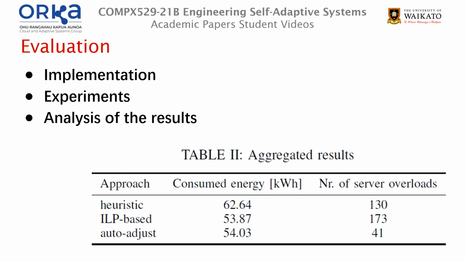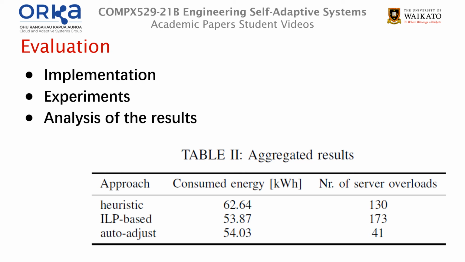So the authors evaluate their work by implementing it on CloudSim, a widely used cloud simulator. In the experiments, they simulated a cluster of 100 servers hosting 500 VMs. They compared three different approaches, and the summarized result is listed in the picture. The first one is a built-in consolidation algorithm, which is a fast heuristic. The second one is ILP, which is an algorithm using integer linear programming. Then the third approach is auto-adjust.